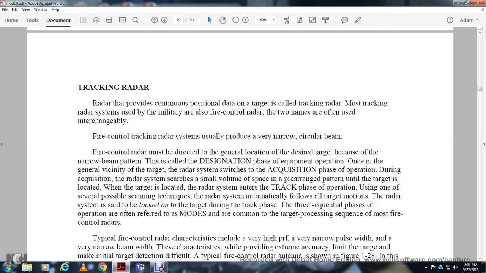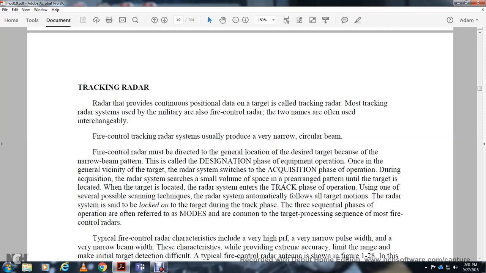During acquisition, the radar system searches a small volume of space in a prearranged pattern until the target is located. Once the target is located, the radar system enters the track phase of the operation. One of several possible scanning techniques automatically follows all target motion, and the radar system is said to be locked on the target during the track phase, the third of the sequential phases of the operation.